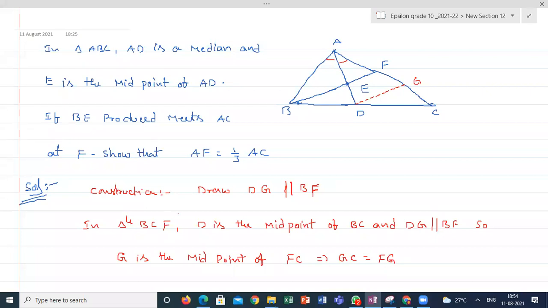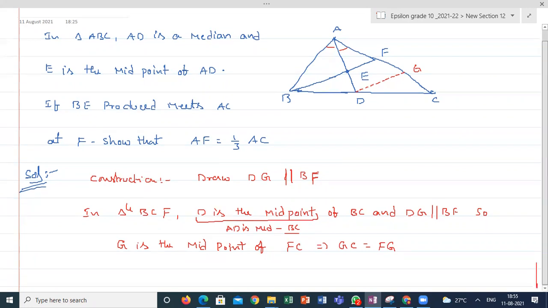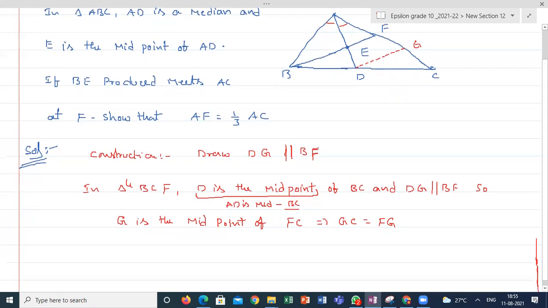D is the midpoint. Why D is the midpoint? Because AD is median and intersecting BC. So automatically D is the midpoint. AD is the median from the given. Correct or not? Yes, sir. So the second point is crucial to get the final conclusion answer here.